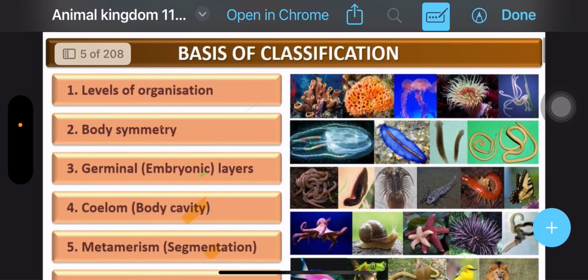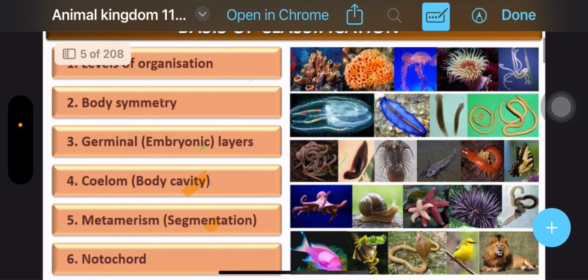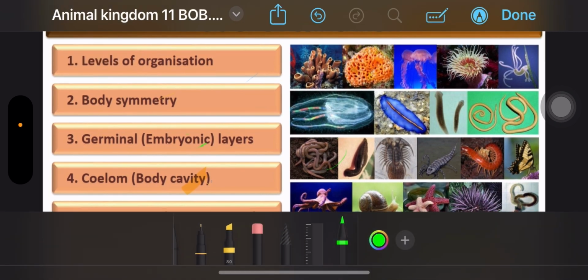Now, what is the basis of classification? To classify the organisms, we need some base. Without a base, you can't classify any organism, right? Some basic characters are required. In that, the level of organization indicates whether the organism is made up of cells or tissues or organs. This is called the level of organization. So the first basis of classification is the particular level of organization.